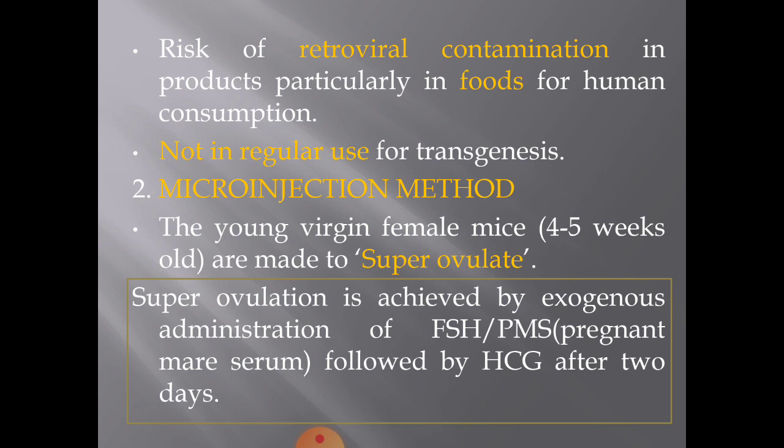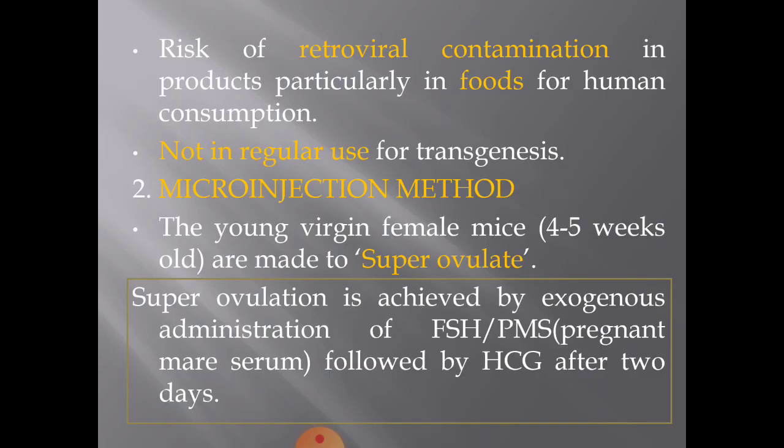The young virgin female mice. Virgin means the females which have not copulated with the males. They are called virgin females of 4 to 5 weeks age, around 1 month, right? So the young virgin female mice are made to superovulate.